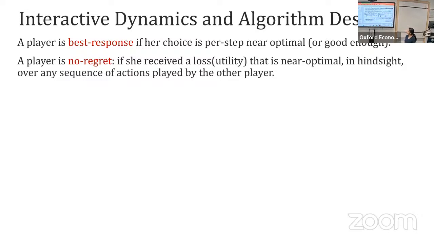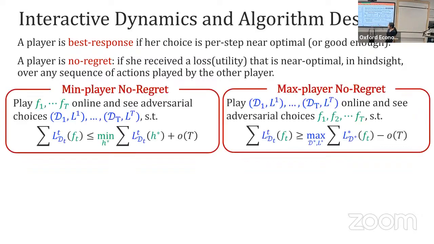And when I say no regret, it means that the utility or loss that she is getting is near optimal over the sequence of actions played by the other. So no regret, and hopefully you remember something from the tutorial before, for the player that's minimizing and playing F1 to Ft, it means that he saw some potentially adversarial sequence of distributions and loss functions. And the average loss that he got over T time steps should not be much more than the average loss of any one function he could have chosen.